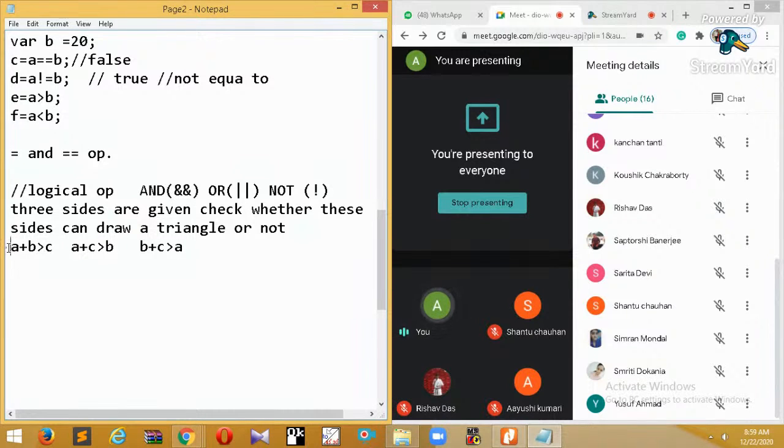So all these three criteria should be fulfilled, then only a triangle is possible. So again, I am using the words all these criteria, that means this and this and this. For that purpose, I have to use the logical operator ampersand when I need to check whether all my conditions are correct or not. In that case, we have to use the AND operation, or simply the AND logical operator. Is it clear for everybody?